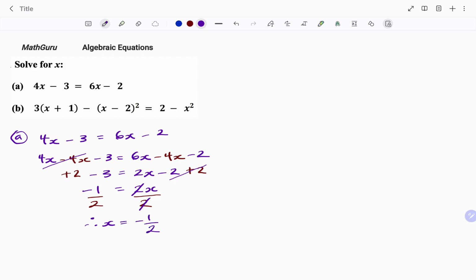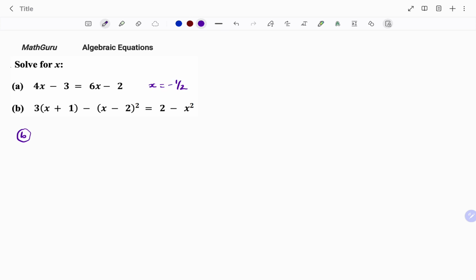In the second example, I have 3 multiplying x plus 1, plus bracket minus x minus 2 all squared, equals 2 minus x squared. I'm going to show you how to expand the brackets on the left hand side. I have 3 in bracket x plus 1. This simply means the 3 outside the bracket multiplies all the terms within the bracket. So that will give us 3 times x, 3x, 3 times 1, plus 3.